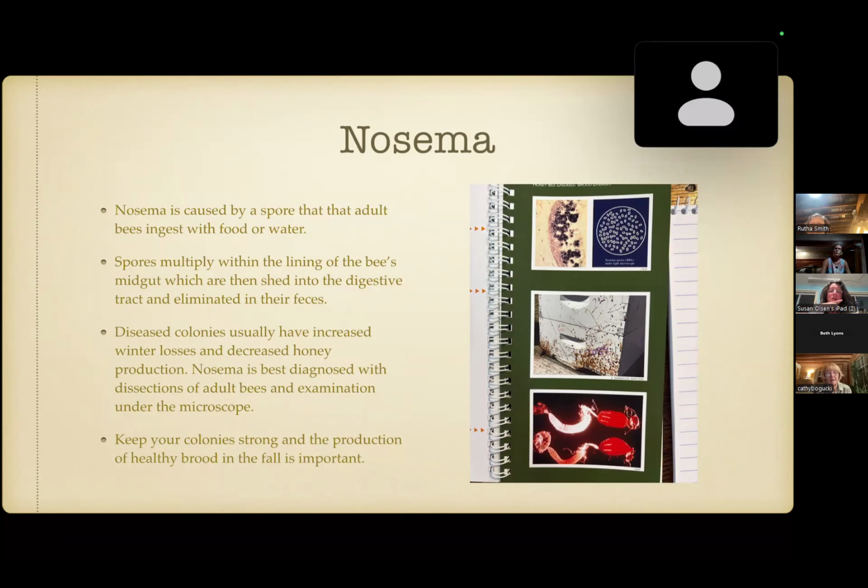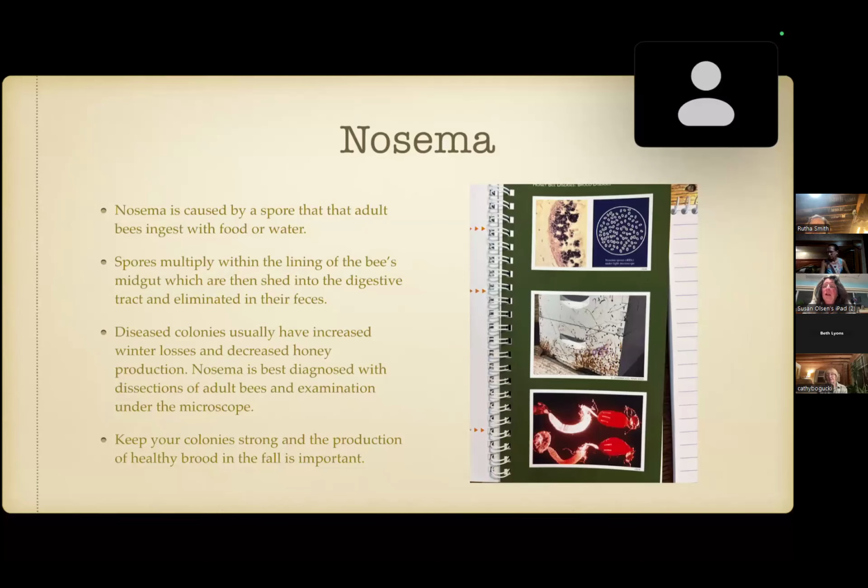Nosema is best diagnosed with dissections of adult bees and examination under the microscope. I learned how to do this in 4 hours this last January, and I have not done it on my own yet, but that's something I'm hoping to bring to the ladies' retreat this summer.